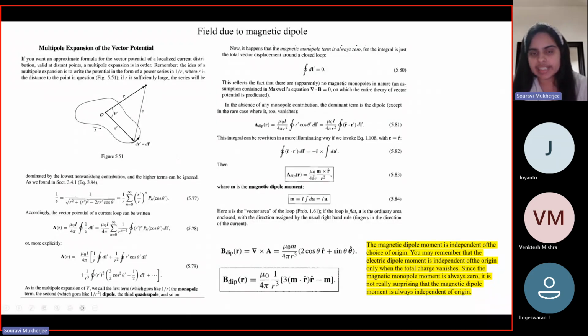So here you say that the vector potential for a dipole is given as mu naught by 4 pi, m cross r cap by r square, where m is your magnetic dipole moment. Now, how do you define m?